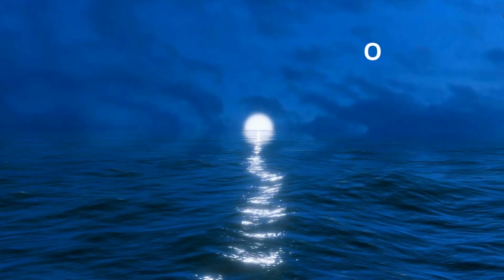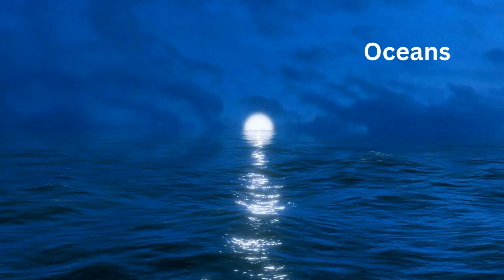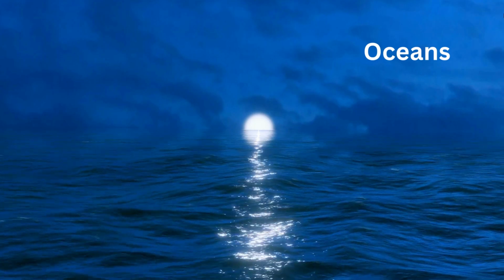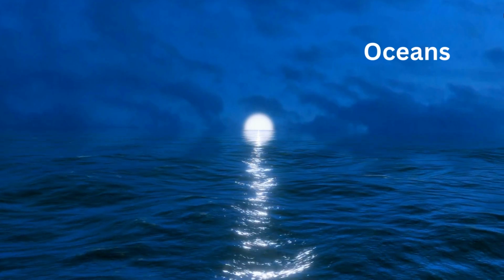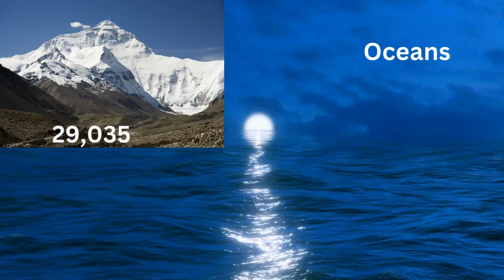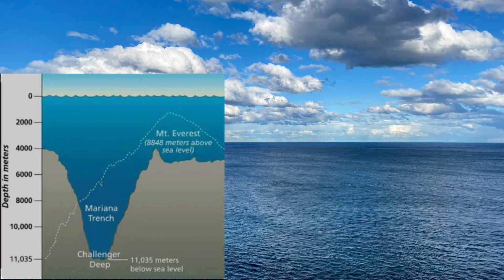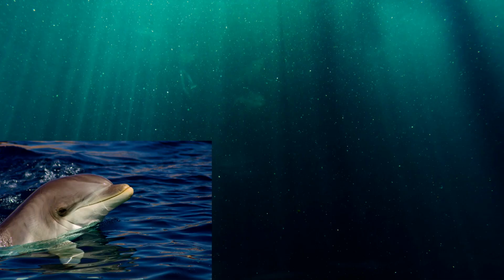Number 1. Oceans, the largest body of water on the earth. Largest and deepest too. Do you know, friends, the highest point in the world is Mount Everest and its height is 29,035 feet. And the deepest point on the earth till now is at Mariana Trench in the Pacific Ocean and it's 36,200 feet deep. It's bigger than Mount Everest. Can you imagine? Oceans are made of salt water.